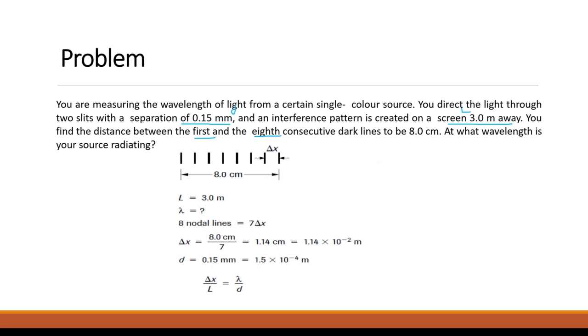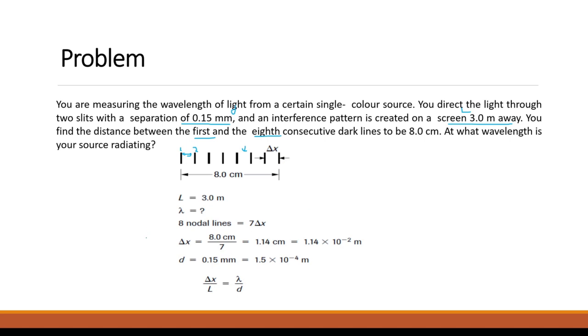When we draw it out, we have our dark lines, and the distance between them is 8 centimeters. We know delta x is between consecutive nodal lines, so between 1 and 2, this is delta x as well. If we know each of these are equally spaced, and we count them, 1, 2, 3, 4, 5, 6, 7, we have the total distance and we want to find the distance of just one of these. We take the total distance and divide it by the equal parts, just like standard division, right?